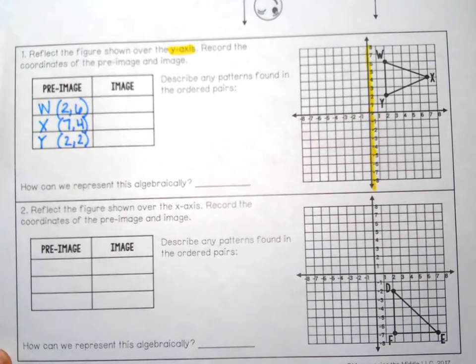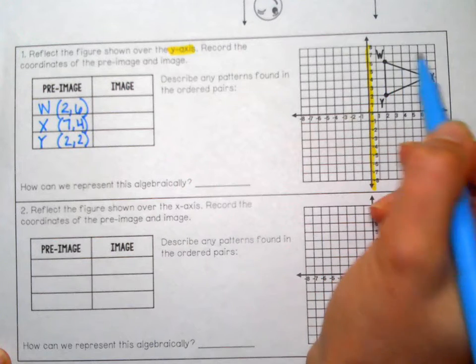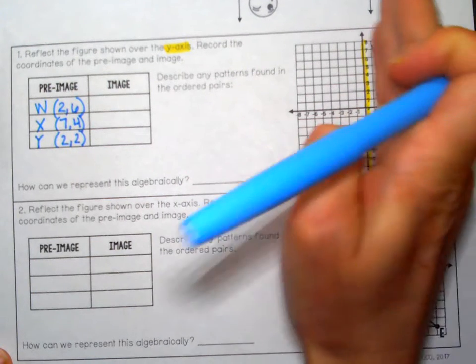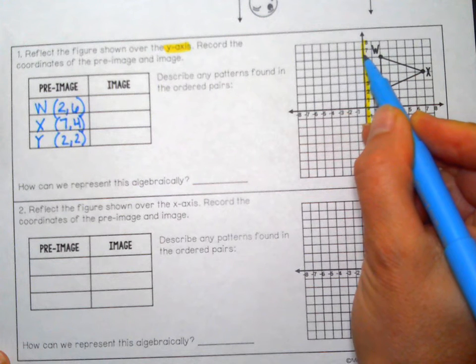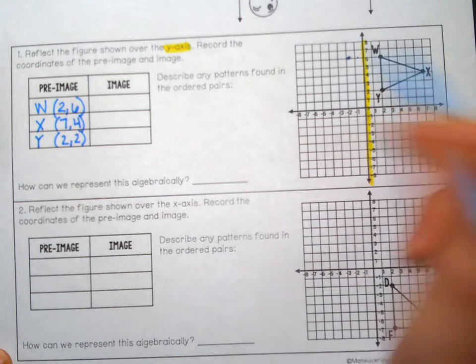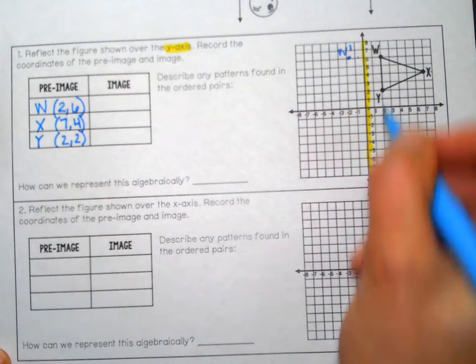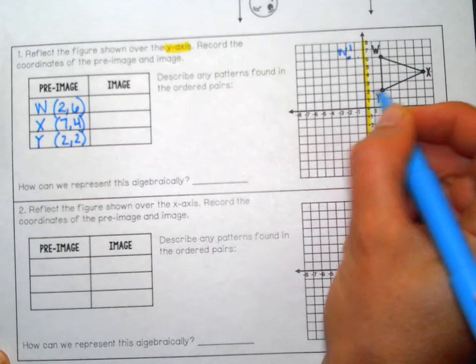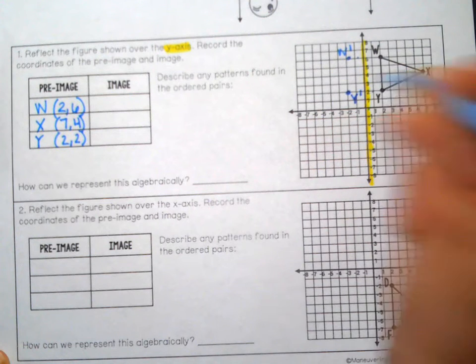Okay, now I'm just going to go in the graph and manually reflect it. The way you reflect over the y-axis is you look and you see, for point W, it is 2 units away from the y-axis. It's at 2 here. I have to go to the other direction, 1, 2. And that's going to be my W prime. And then Y is 1, 2 to the right of the y-axis, so I'm going to go 1, 2 to the left. And that's going to be my Y prime.